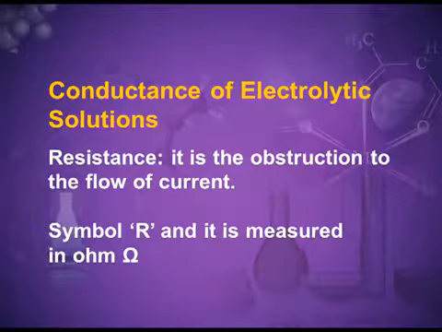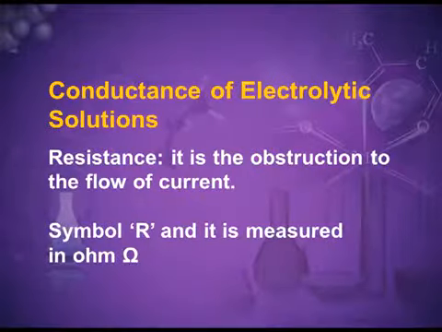Resistance. It is the obstruction to the flow of current. When the current flows through a conductor, the conductor offers some resistance or obstruction to the flow of current. The symbol for resistance is R and its unit is ohm. Wheatstone bridge is the instrument which is used to measure the resistance.